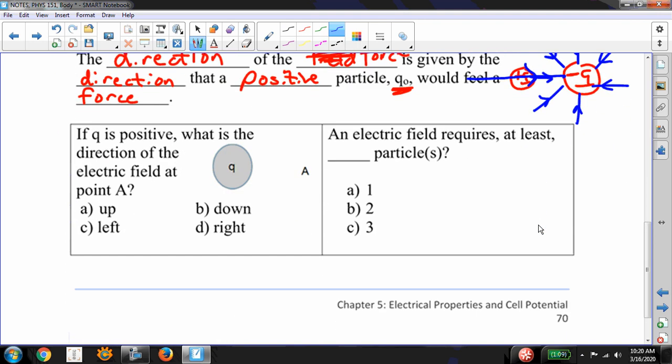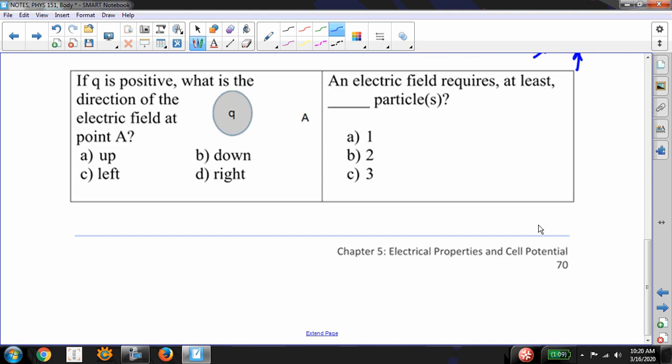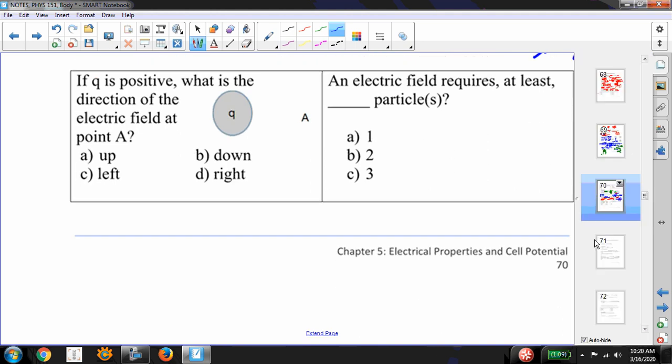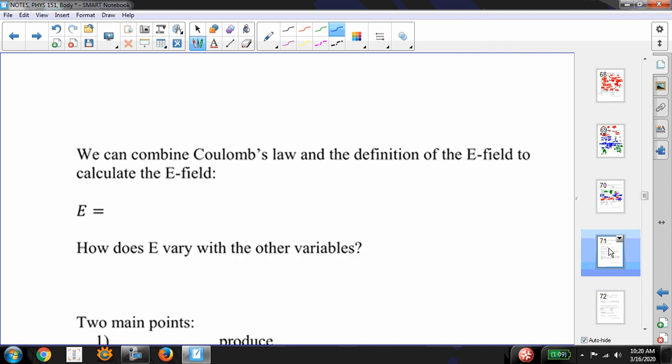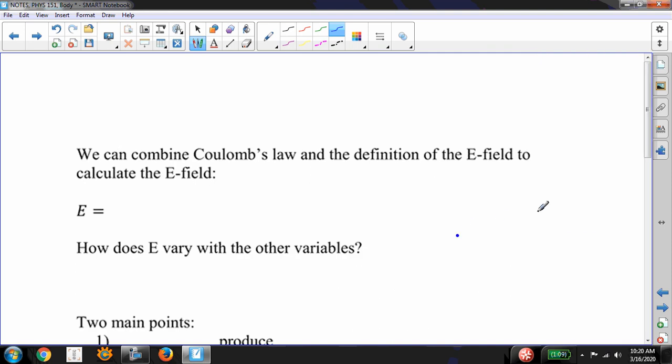I have a couple questions for you. We're going to cover a couple more things about this. We're going to see electric fields again as it relates to the cell. We'll see potential as well in Coulomb's law. We'll see all of that. We can combine Coulomb's law. Actually, let's pause there.